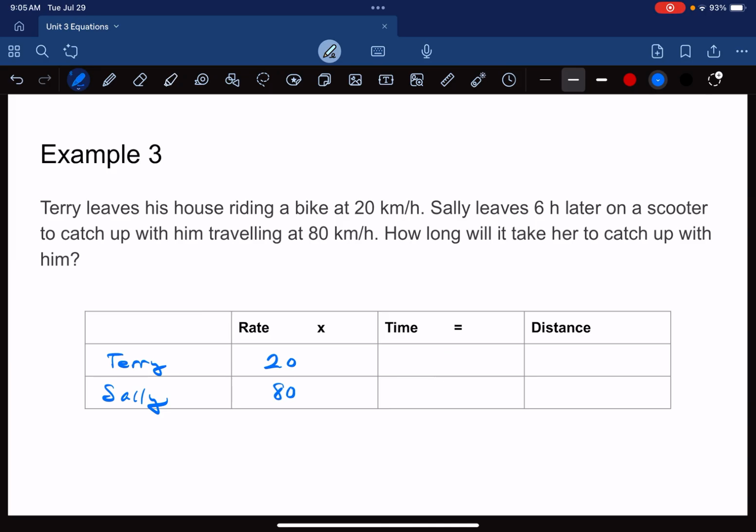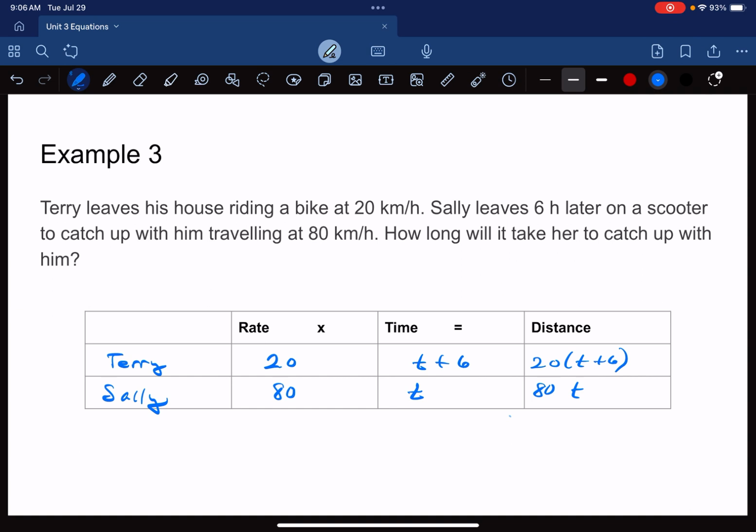Here's the good question to ask: who needed more time? Who rode for a longer period of time? So we know their times aren't equal. So I'll just put T's in there, but I know those aren't equal. Somebody's got to get 6 hours more. Did Sally travel 6 more hours, or did Terry? Well, Terry traveled longer. He left first. So we're going to add 6 to Terry's because he traveled a longer period of time. So now 20 times T plus 6, 80 times T.